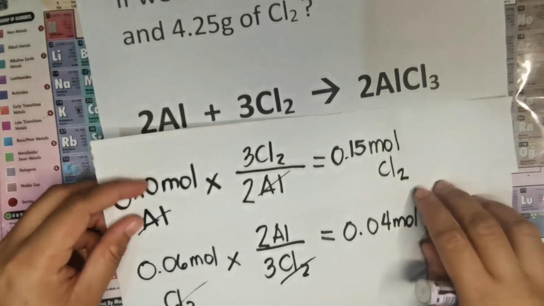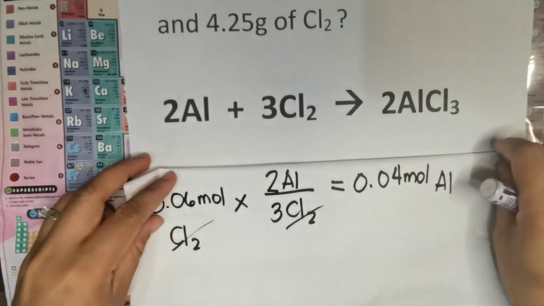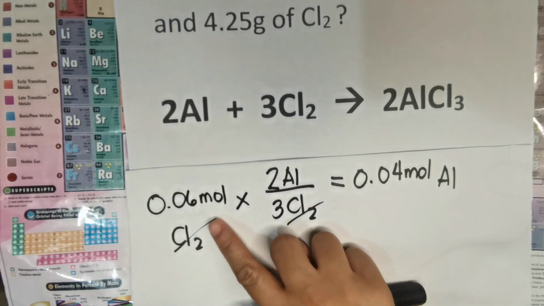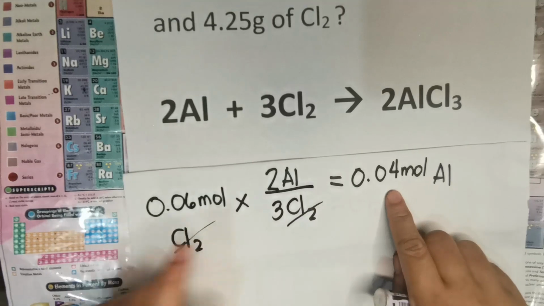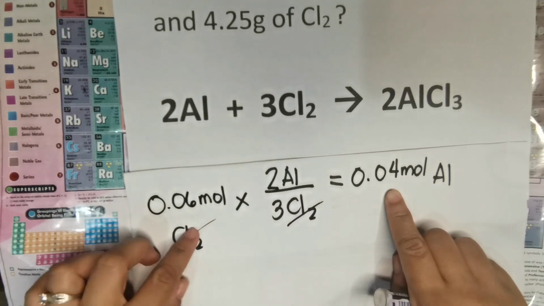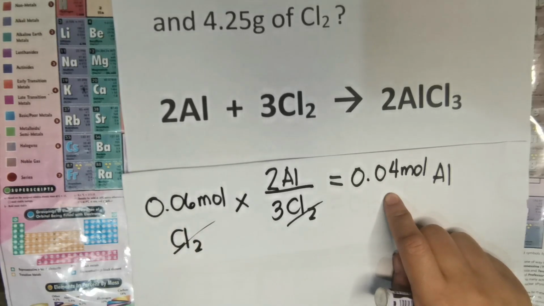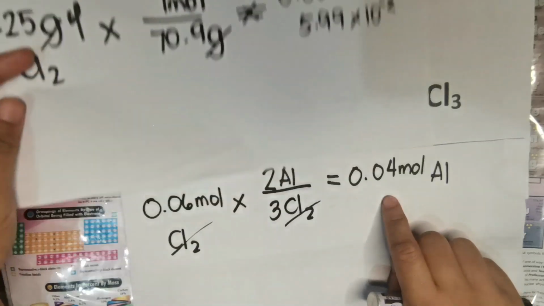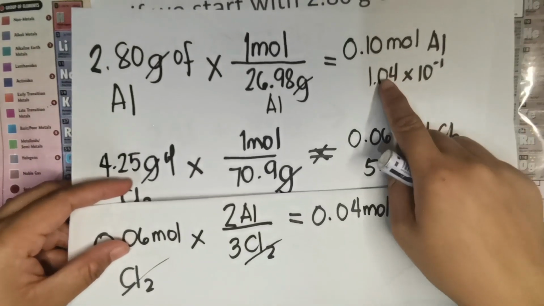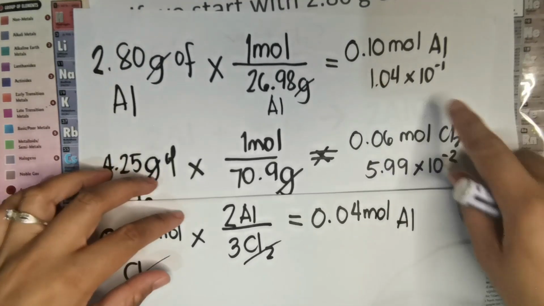Okay? How about this second one? This second one. So, we have 0.06. So, 0.06 mole of chlorine gas. So, pag ginamit natin ang lahat ng 0.06 mole of chlorine gas, ang kailangan natin na aluminum ay 0.04 mole of aluminum. Let us check. Ang 0.04, kaya ba ng aluminum? Obviously, yes, because meron tayong 0.10 mole of aluminum.